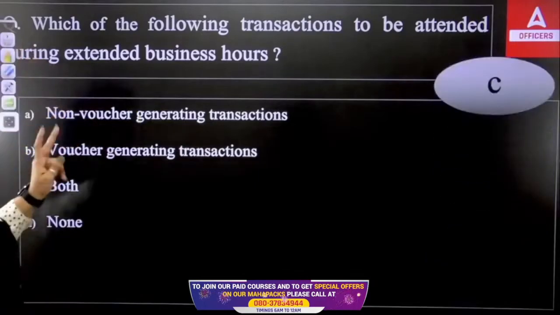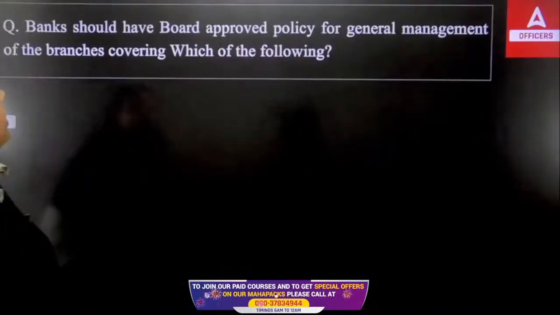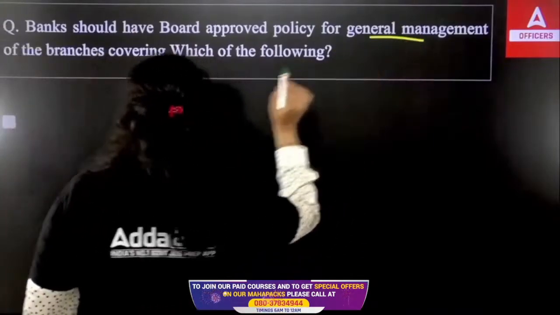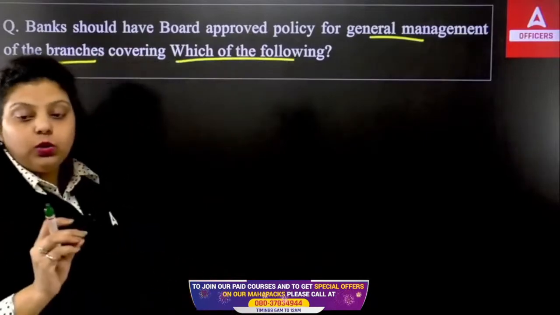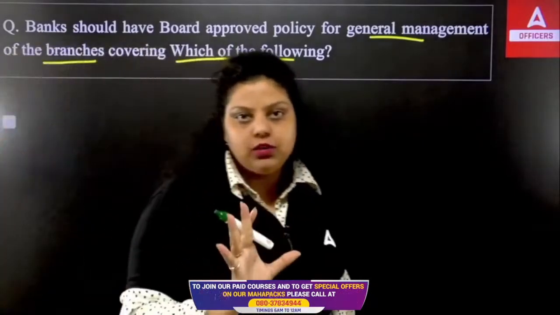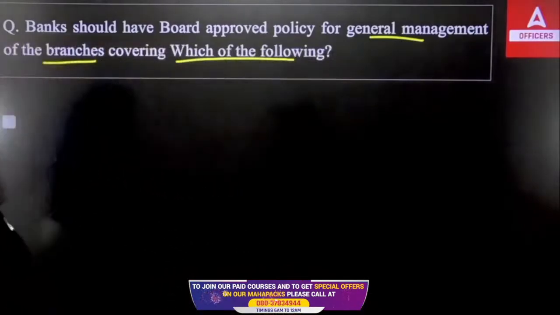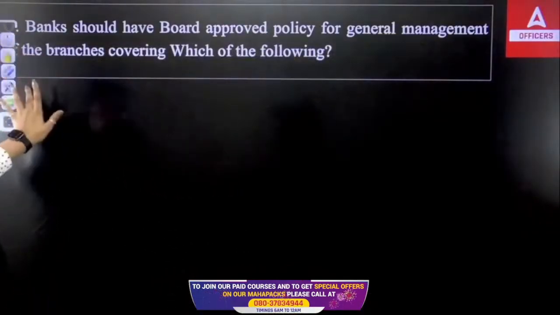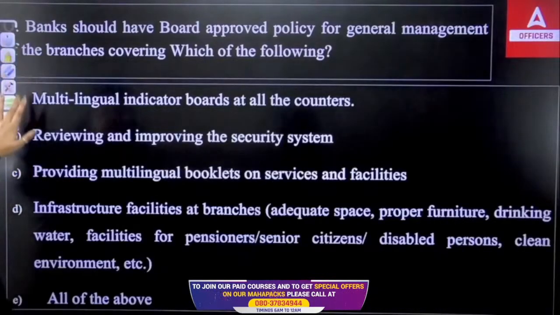Clear? Okay, now next we have: the bank should have a board approved policy for general management of the branches covering which of the following? We know that a bank board approved policy should be there for particular things in the general management of the bank. So which of the following will be out of those policies? And we have these 5 options.